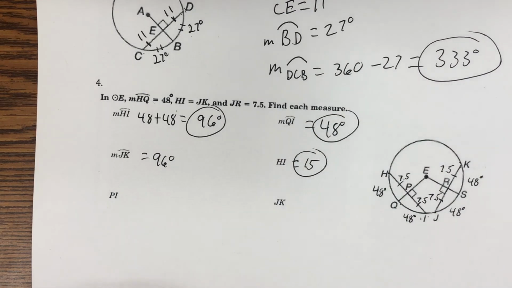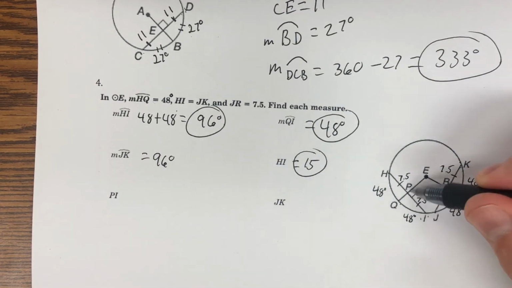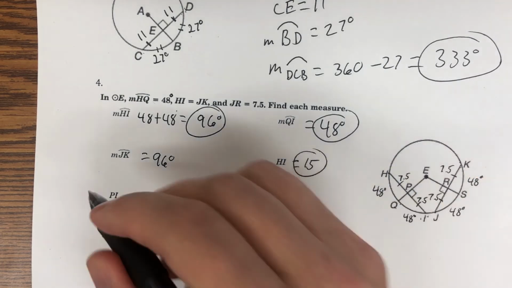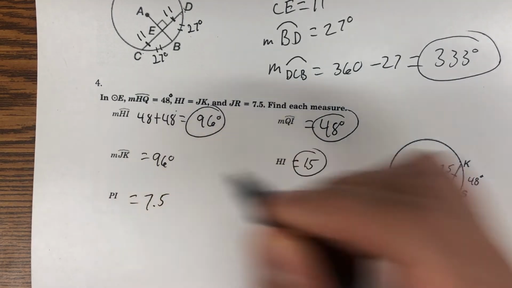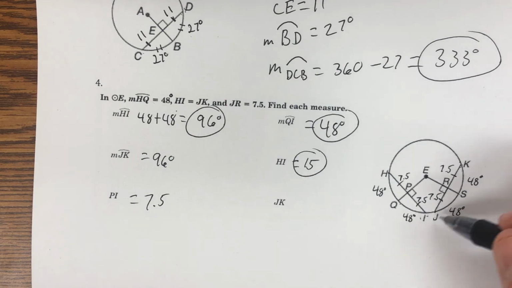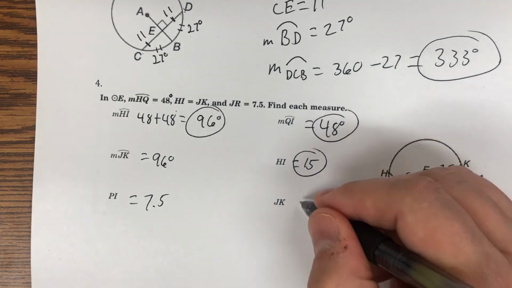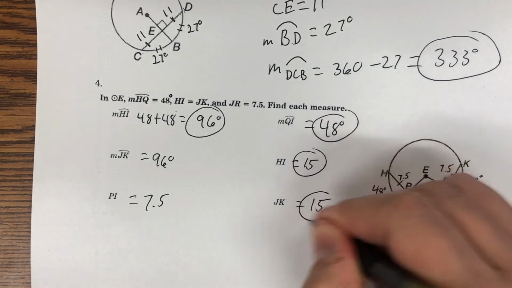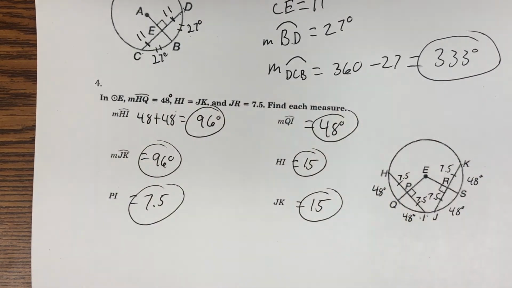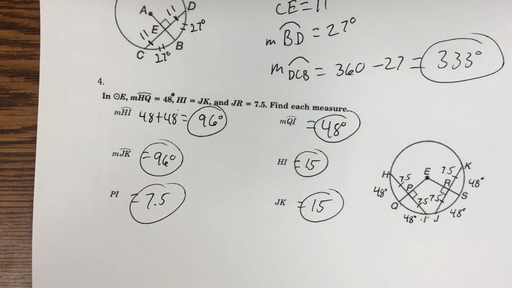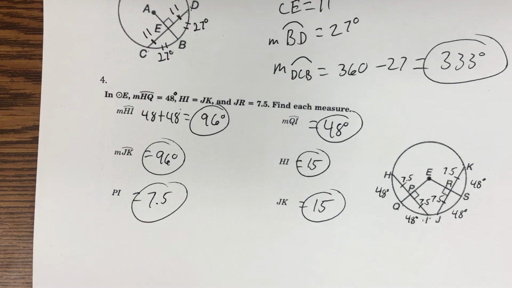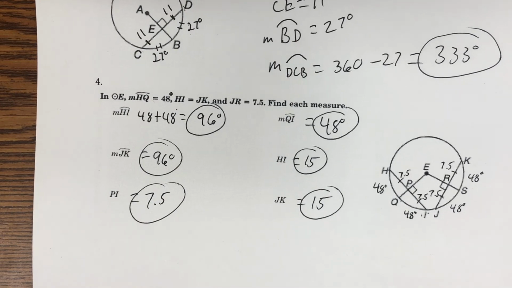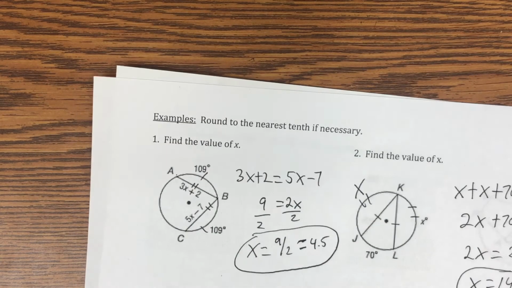Got it. PI, where's P to I? Oh, P to I, 7.5. And J to K, 7.5 plus 7.5 is 15. Got them all. Now, as you're working on these, you got to kind of put all of these theorems and facts together in order to find the missing parts. A lot of things are equal.